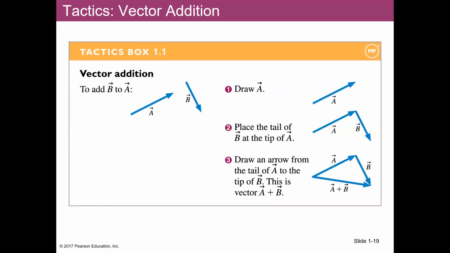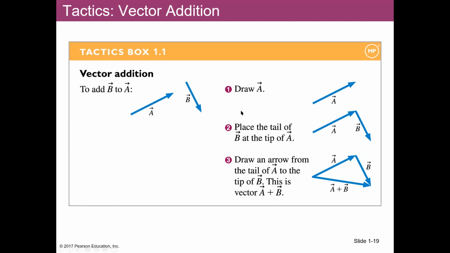Okay, so what's vector addition? We have our little tactics box. Throughout the textbook, you'll find these tactics boxes, these model boxes. They're all really helpful to summarize all these things. The first one is vector addition, adding B to A.